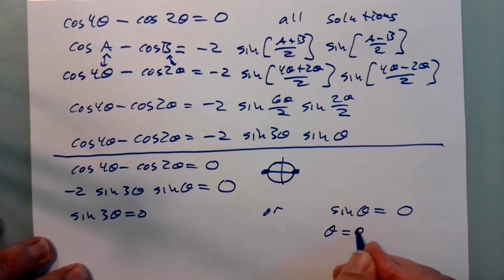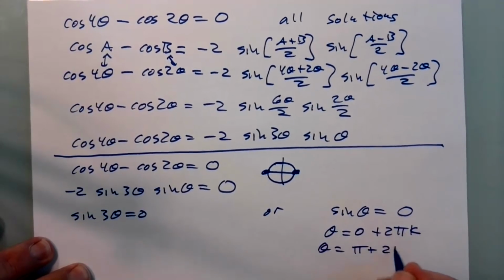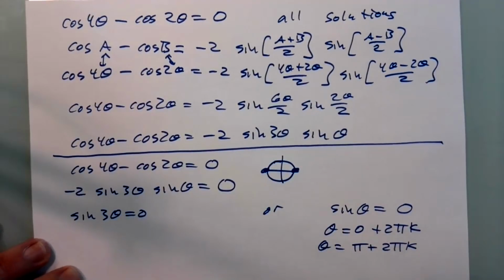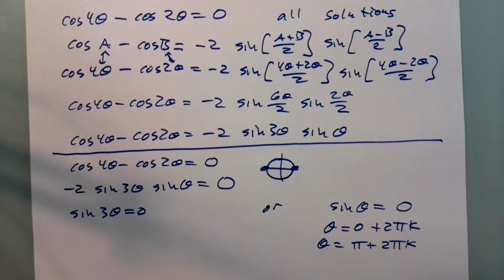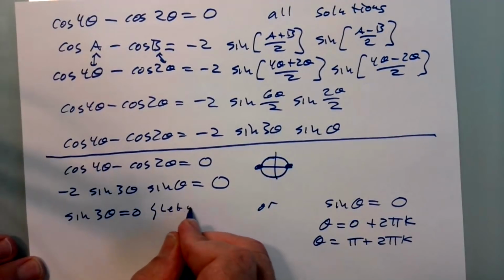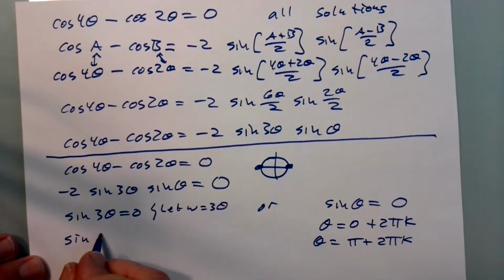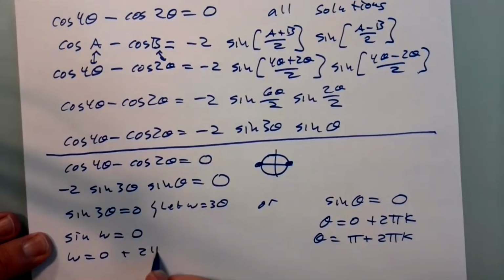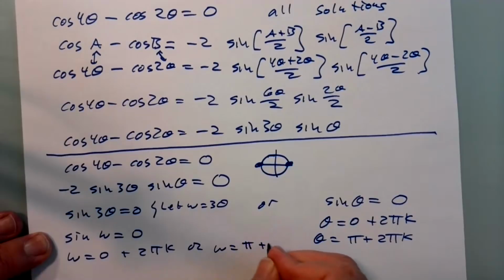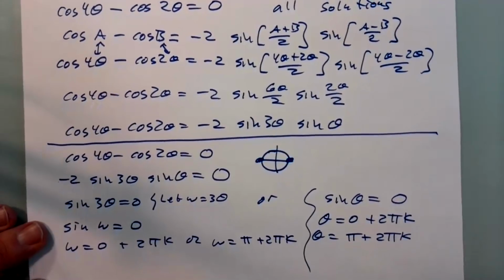So theta is 0 plus 2 pi k. Theta is pi plus 2 pi k. If you want to be slick, you could say that's just 0 plus pi k. That's certainly correct. Over on this side, let me go ahead and introduce a variable. I will say let w equal 3 theta. Now I have sine w is 0. If w is 0, I get w is 0 plus 2 pi k, or w is pi plus 2 pi k. Remember, w is 3 theta.